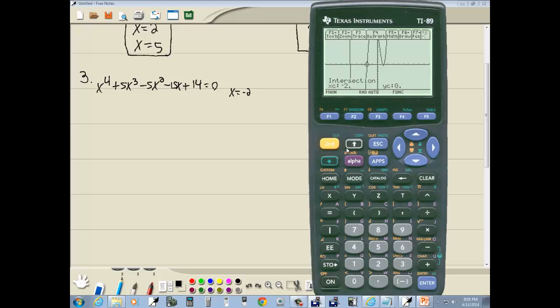Okay, so I'm going to do my F5, choose intersection, 5, and first curve inner, second curve inner. Lower bound, I want to be to the left of it. That's probably good right there. Upper bound, I want to be to the right of it. Let's see what that gives us. Press enter. Gives us 1. I'm surprised.